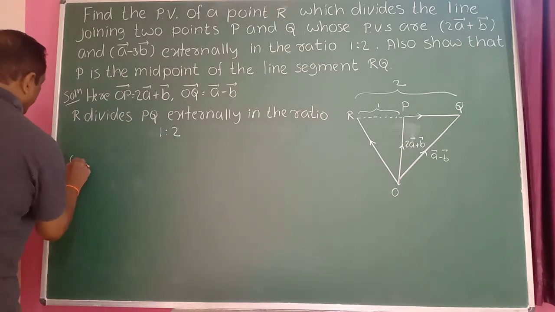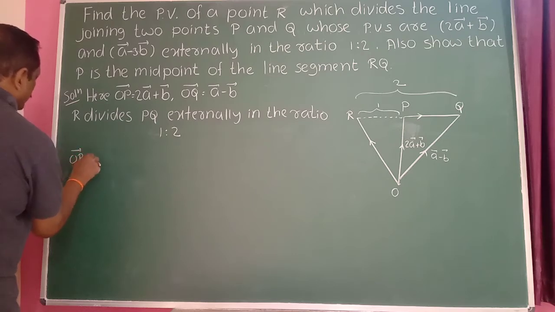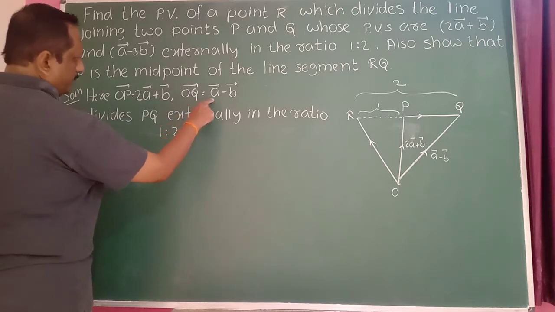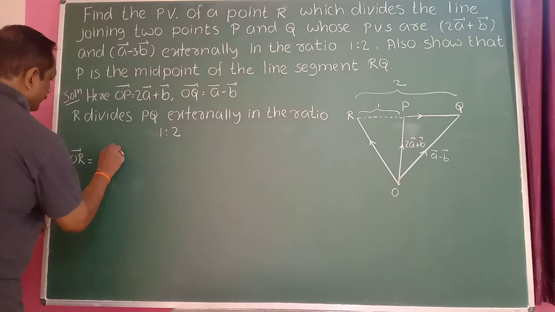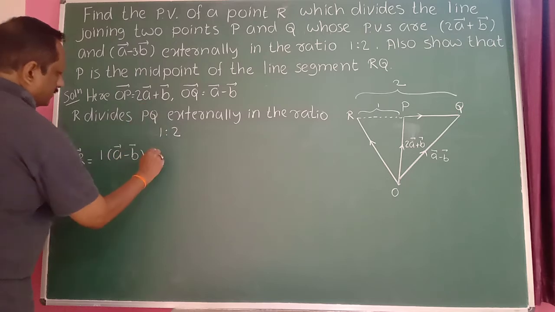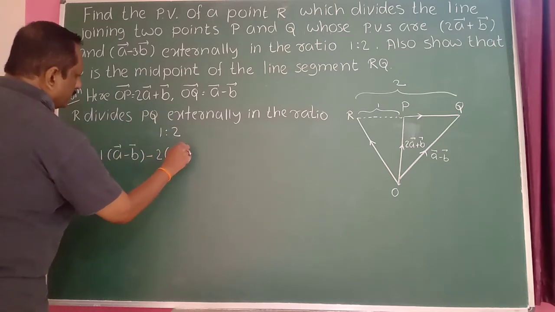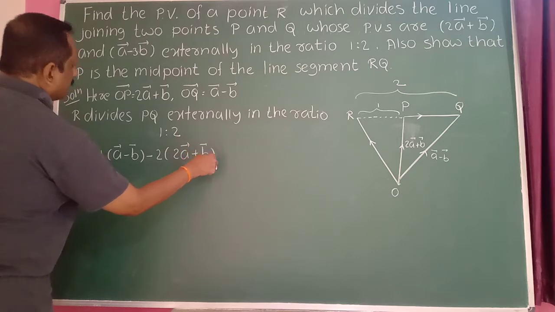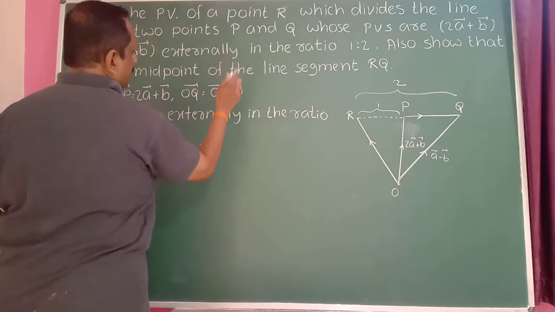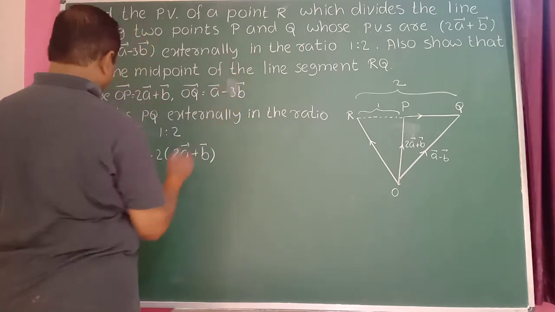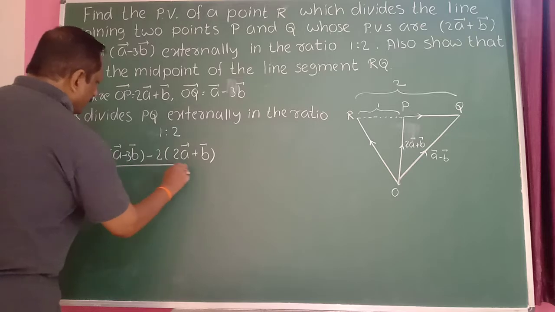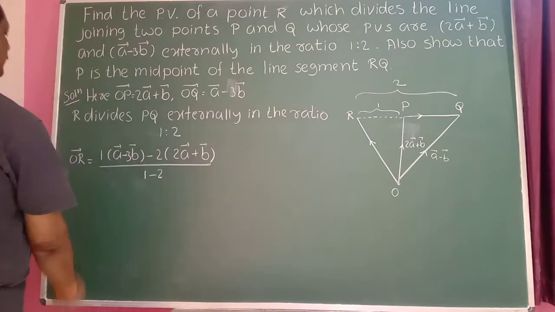Therefore, position vector of the point R, meaning OR̅, is equal to, using the section formula for external division, 1 into (a̅ − 3b̅) minus 2 into (2a̅ + b̅), divided by 1 minus 2.